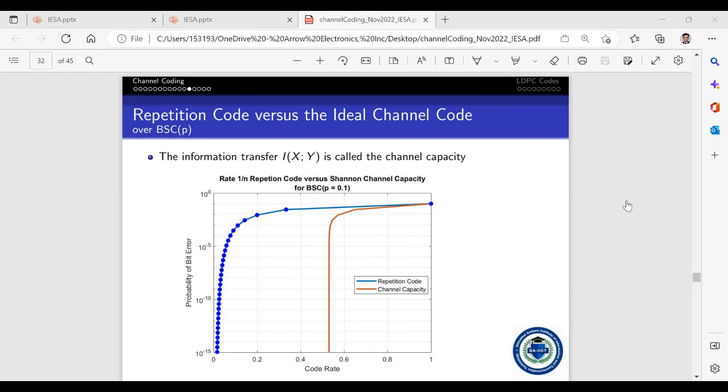So similarly, Shannon said that you have to do some coding. The challenge is that, yeah, fine, I can come up with some code, but I don't know how to decode it in a computationally efficient manner. If I want to approach this orange line, then I will have to come up with a code which is so complex that decoding it in today's technological capability might become extremely difficult. So that was the main challenge.